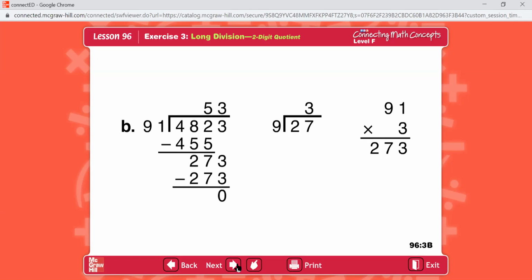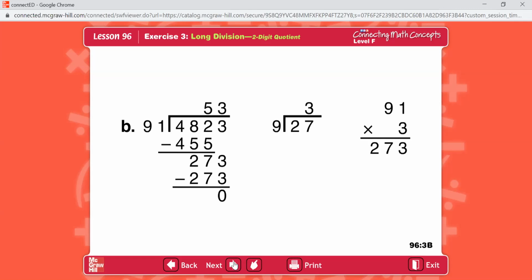If you have any questions about this, rewatch previous lesson videos that explain how to do these long division problems. Problem C, 1,601 divided by 29. Pause the video now to work the problem.